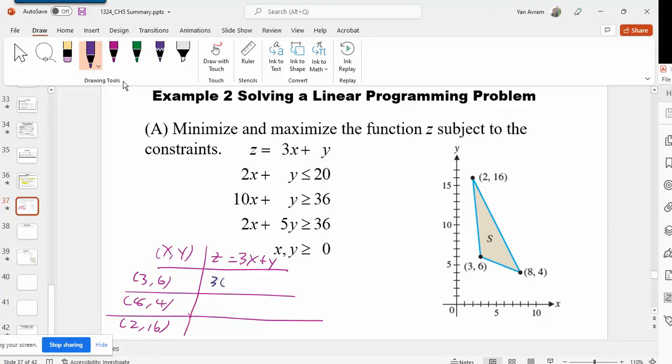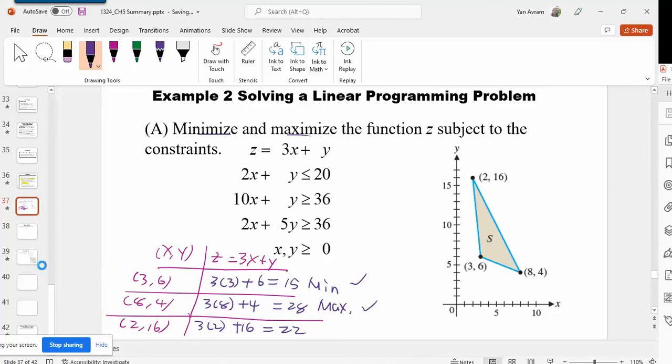So that's 3 times 3 plus y is 6, right? 9 plus 6 is 15. And that's 3 times 8 plus 4. So that's 24 plus 4 is 28. And then that's 3 times 2 plus 16. So that's 6 plus 16 is 22. All right, so we know this will be the maximum, this one will be the minimum. Okay, so that is this one. On the bounded region, you have both a minimum and a maximum value. So this one is the minimum, this one is the maximum. Okay, so that is this one right here.